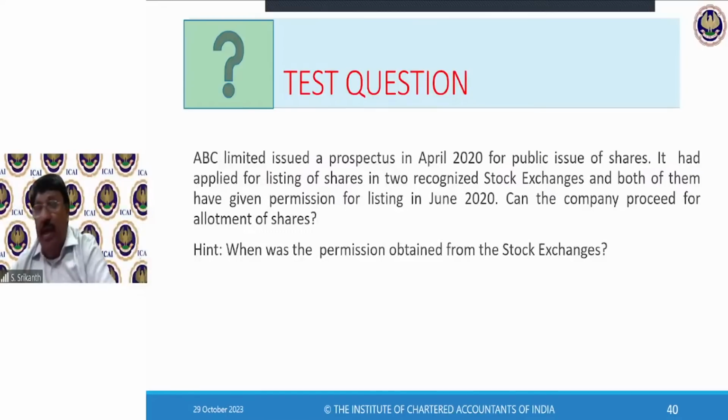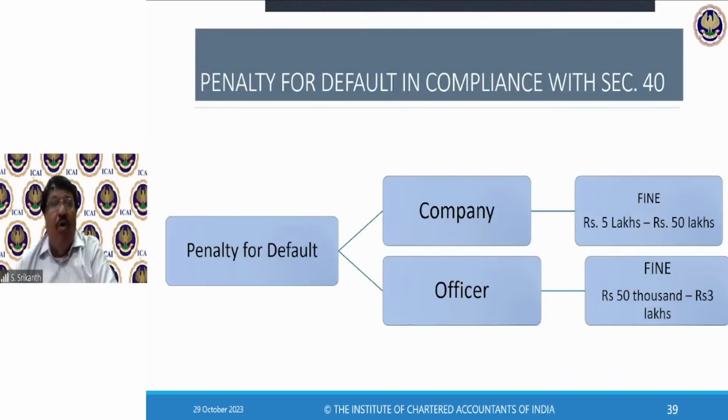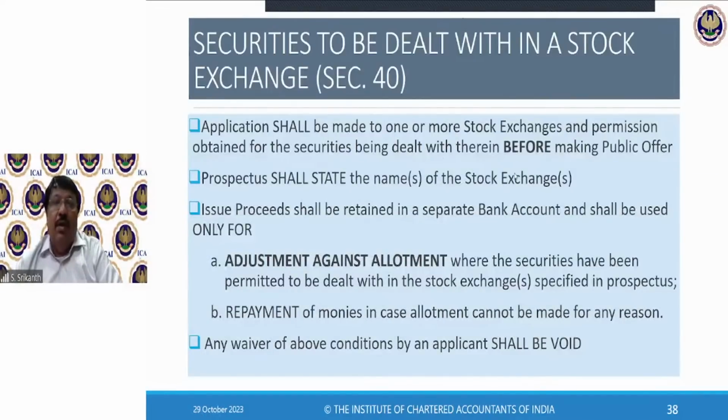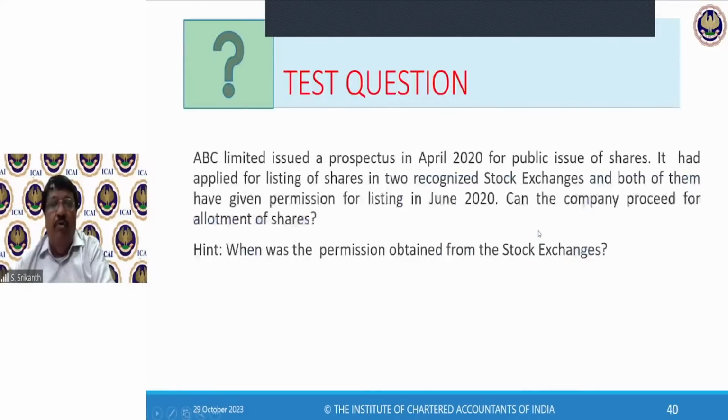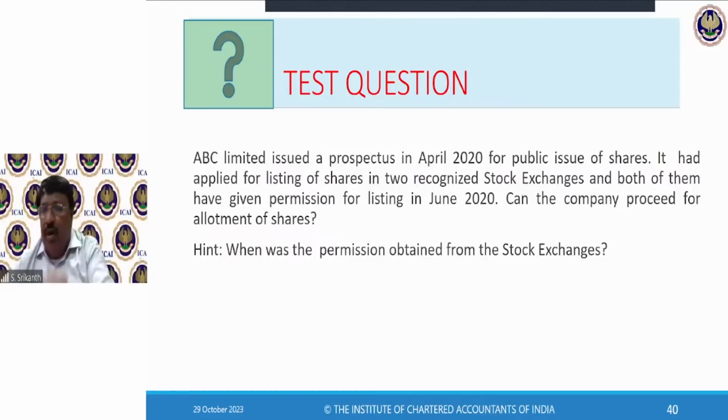No. Be careful. Though the permission has been given, it was not given before. I kept on telling before. So here it is given after. The company cannot proceed for allotment of shares. What to do? Refund the money, go for another fresh prospectus, collect the money? No, allot. That is the only way. See, that is why, friends, you have to be very, very careful while dealing with these legal and financial matters.